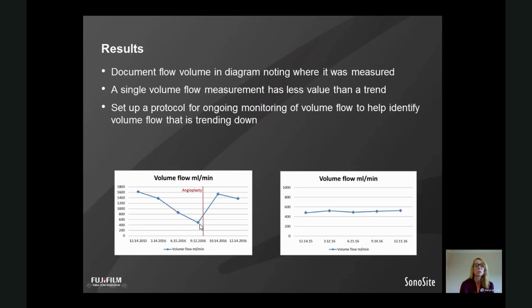And so then when it got to 450 mils a minute, we did a formal ultrasound, found a stenosis and did an angioplasty, whereas you can see that this fistula from the day it was made was 450, 500 mils a minute, and there was no intervention needed.